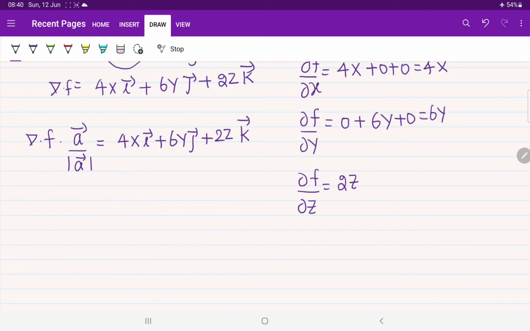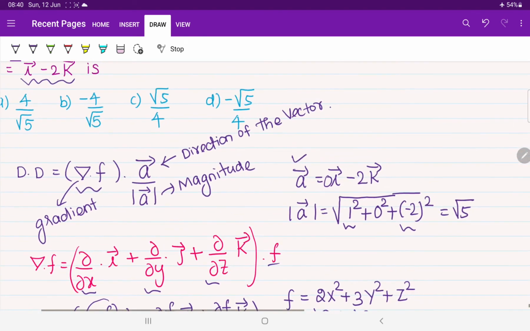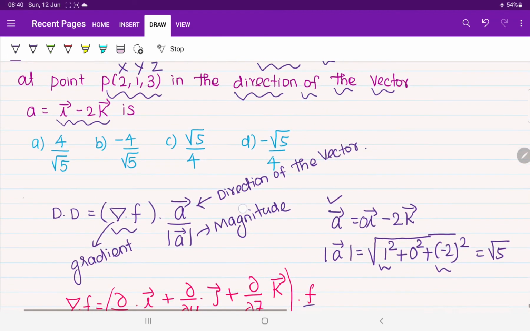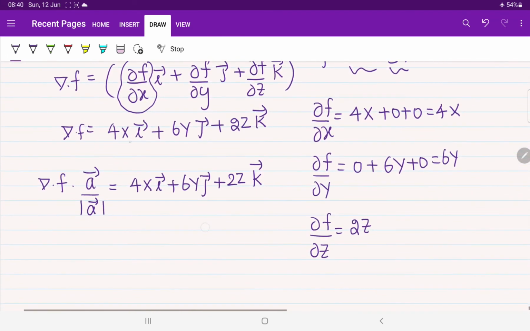Okay sir. Now one more thing, we can directly substitute the values for x, y, z. See, it is already given. This function is defined at the point (2, 1, 3). So the value of x equals 2, y equals 1, z equals 3. Let us substitute: here we substitute 2, here 1, here 3. That is what they have given.